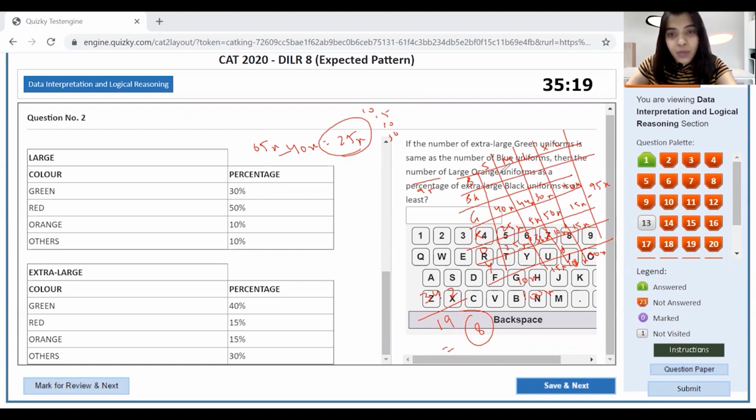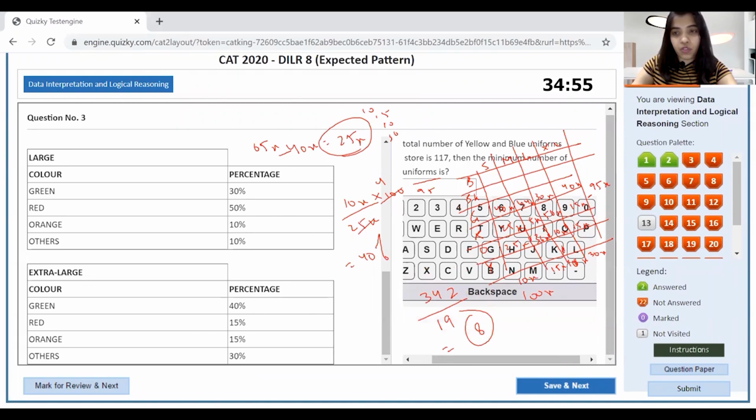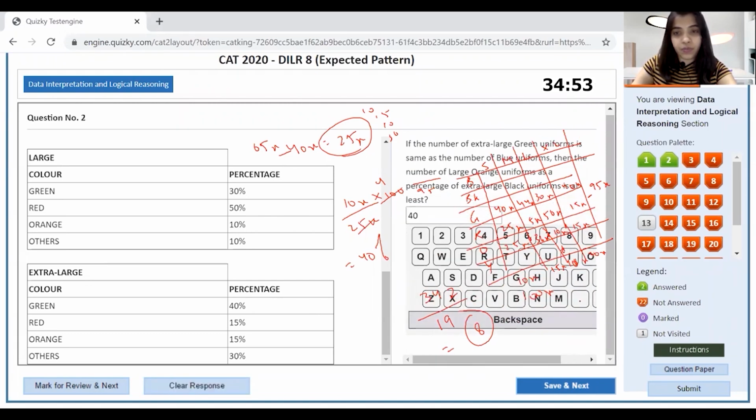So next they're asking about the number of large orange uniforms. Large orange uniforms, 10x, as a percentage of extra large black uniforms is at least, meaning the denominator has to be maximum. Maximum can be 25x. Remainder into 100, 4, we have 40%. Our answer is 40%. Let's just go and confirm.